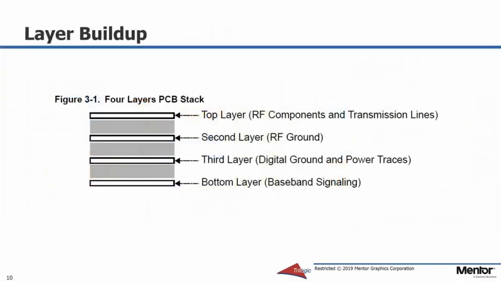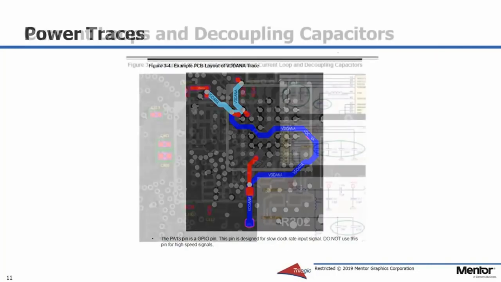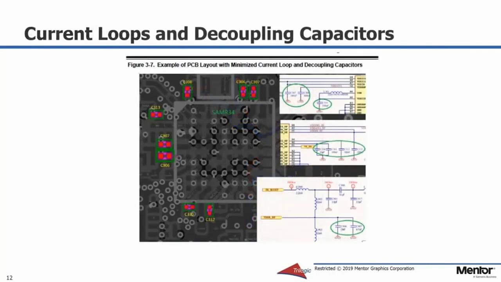The PCB stack buildup is a great place to start. Power traces with high-speed signal restrictions must be adhered to avoid undesired currents and noise. Current loop prohibitions and critical decoupling capacitor placement and routing are also important guidelines to follow from an application note when initially setting up constraints.